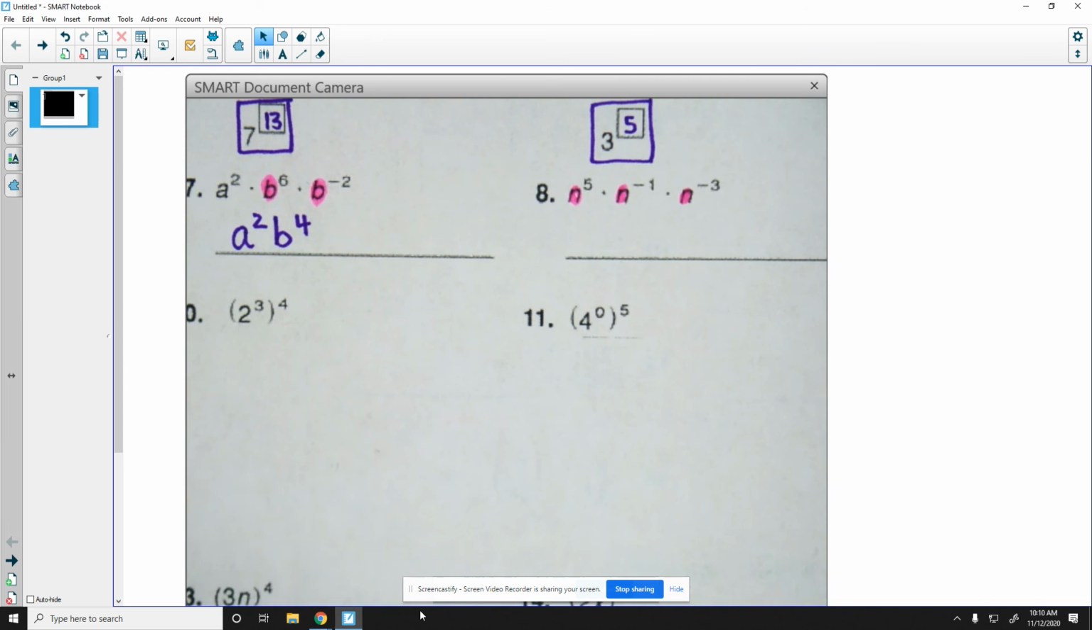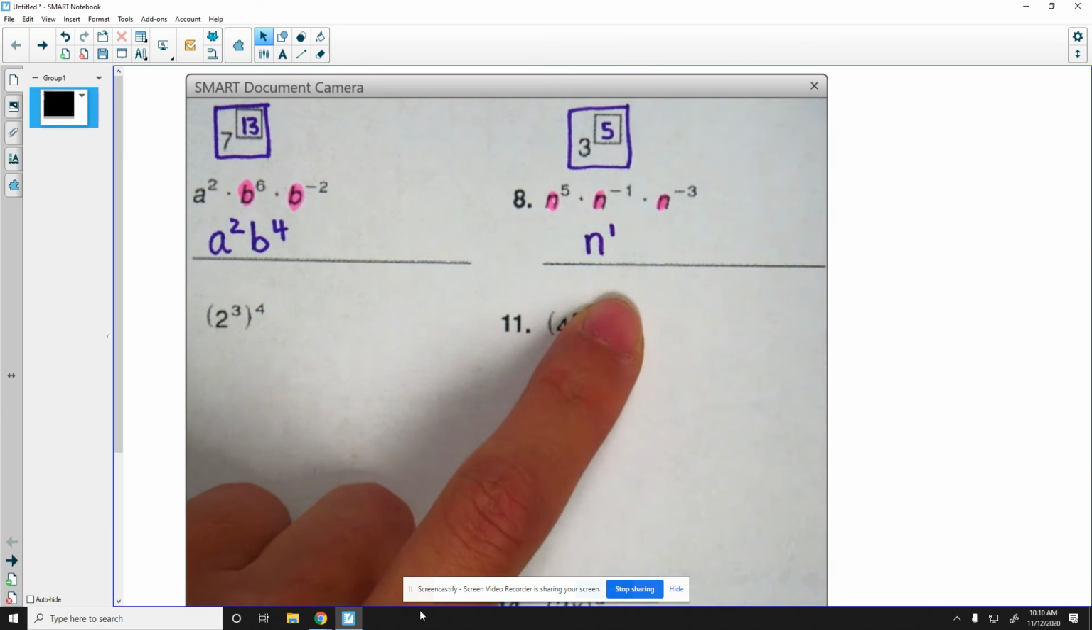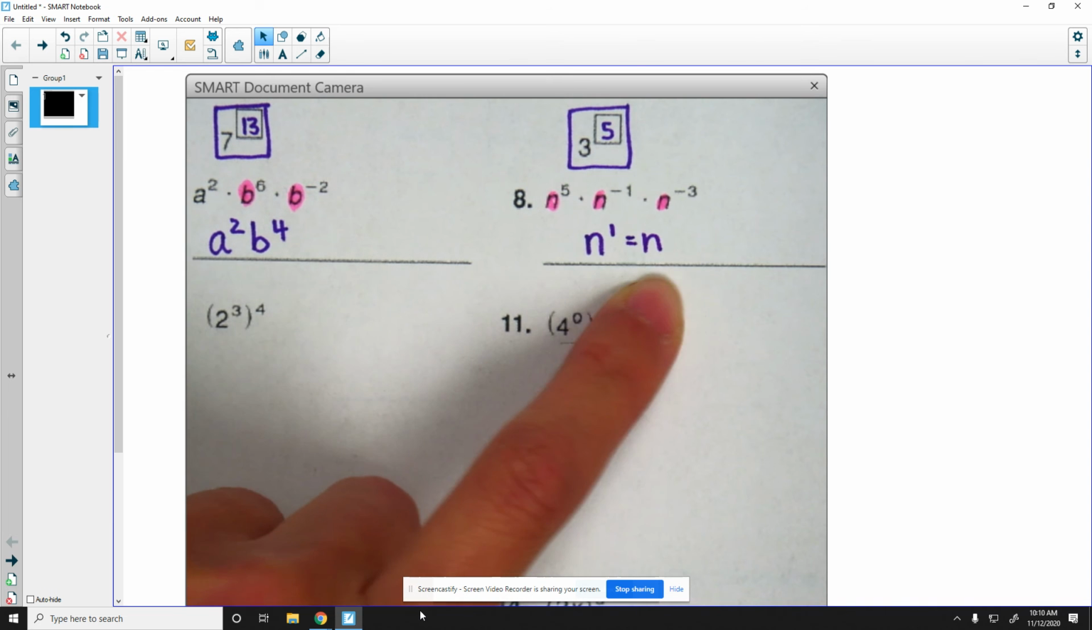So start adding all of them up. Does anyone think they know the final answer? Rowan? Just N. Just N. Or you can say N to the 1, right? Which is the same thing as saying N. So either way is fine.